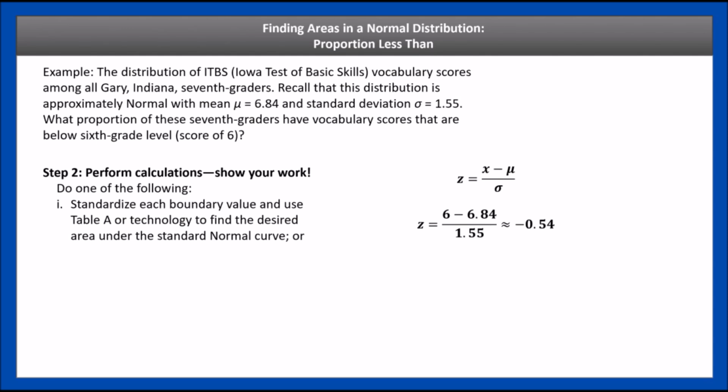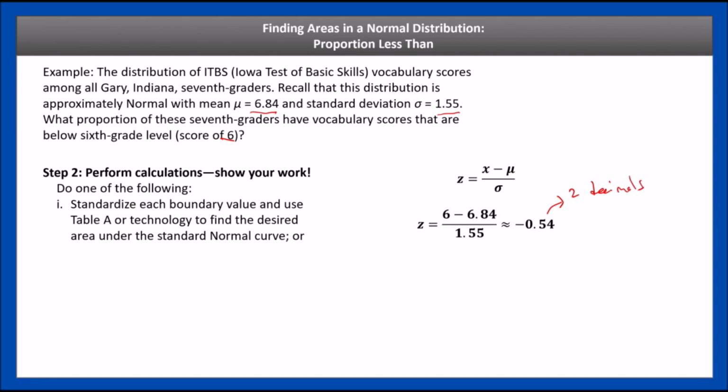Well, we know that the x value, the score, has to be 6, below 6th grade level. So at the 6th grade level or below. And then we've got the mean is 6.84, and the standard deviation is 1.55. We calculate that, we get a z-score of negative 0.54. You're going to round this to 2 decimals.